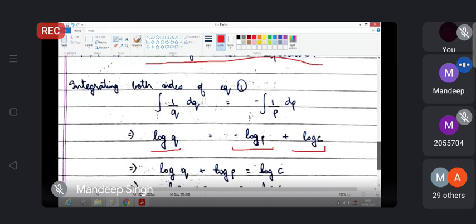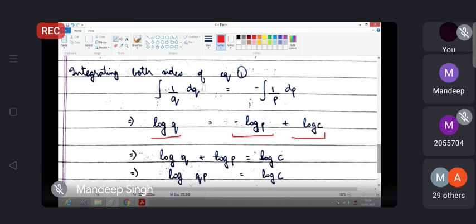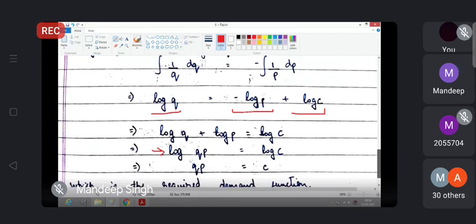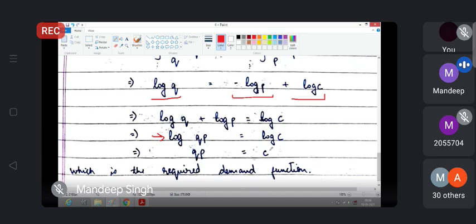Taking log p on the left hand side, we get log q plus log p is equal to log c. Log m plus log n is equal to log mn. We get log qp is equal to log c. Log and log cancel out. We get qp is equal to c, which is the required demand function.